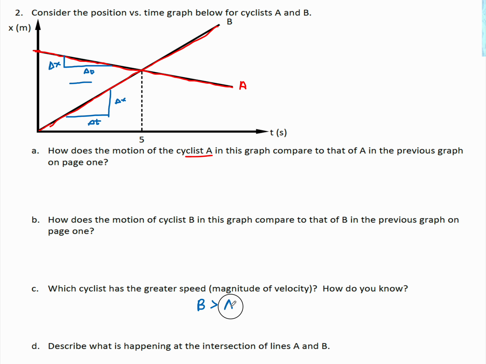What in the world is happening, though, at this intersection? You're like, oh, they have the same velocity at that moment right here. The answer is no, it's not the same velocity. What do we know? Their positions are the same. They briefly have the exact same position. Sorry, it takes me longer to draw this than it's worth.